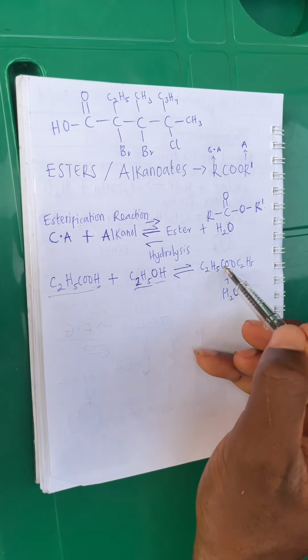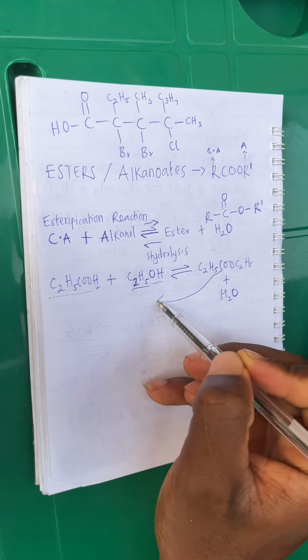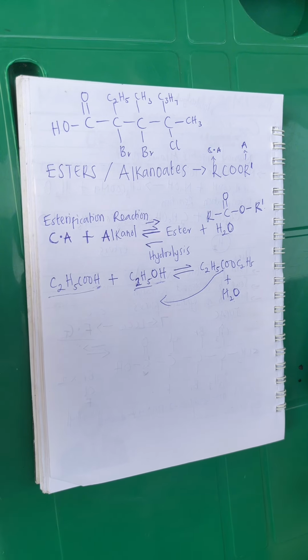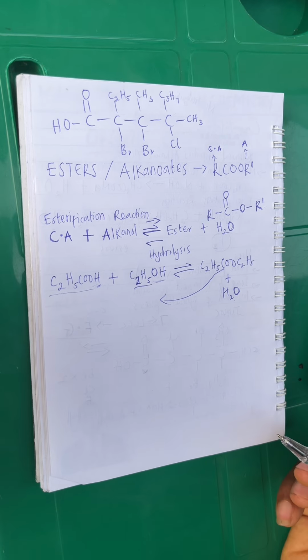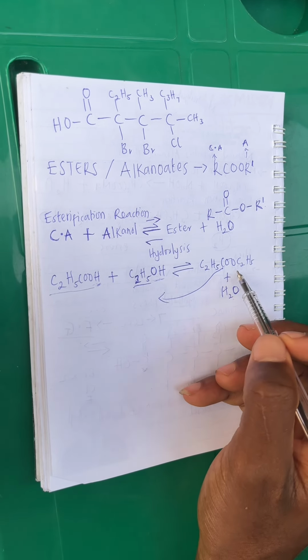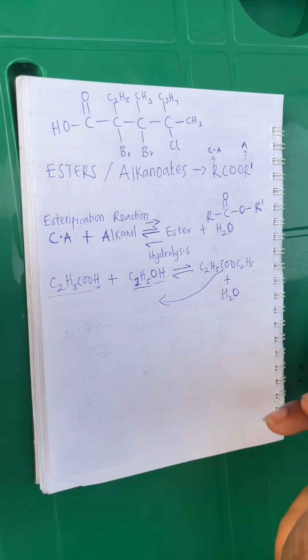So now, what is the name of this ester? You see, we are already going into IUPAC. I want to treat the IUPAC at once because the IUPAC nomenclature of esters is very, very simple. So now, what is the IUPAC name of this compound? To name esters, we always name esters from behind.